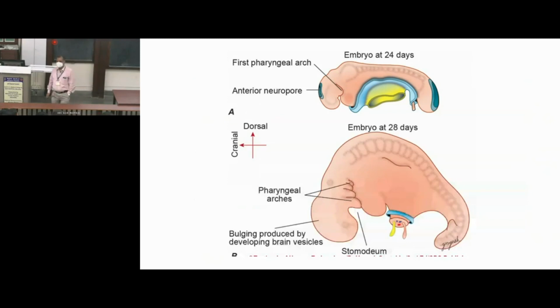So coming to the folded embryo. Folded embryo at 24 days, which means which week? 4th week. Right? This is beyond that, towards the end of the 4th week. So at the beginning of the 4th week, you can see that this is one appearance of the pharyngeal arch, and there are multiple then.